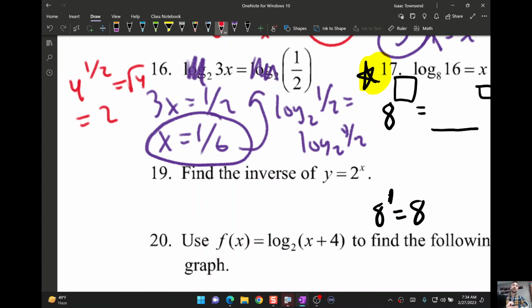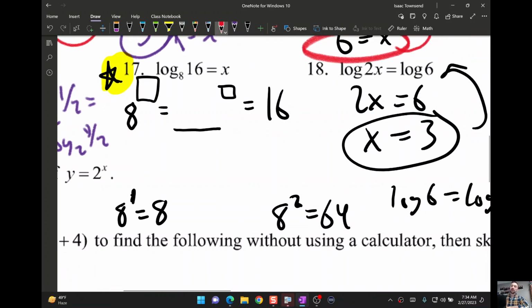So something to the third is like a cube root. Exponent of a half is like a square root. So if I raise this to the 1/3, the cube root of 8 becomes 2. So I raise it to the 1/3 to kind of break it down to a smaller whole number. Because then once I've done that, I can say, well, 2 to what power gets me to 16? And that would be 4. 2 times 2 times 2 times 2 is 16.